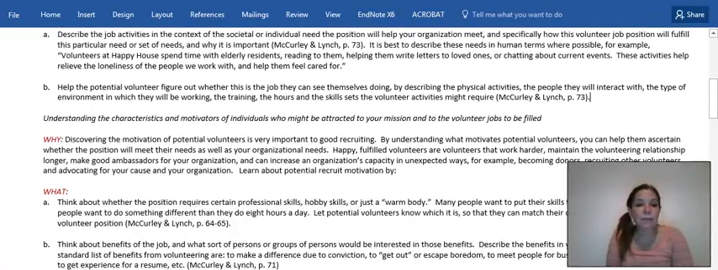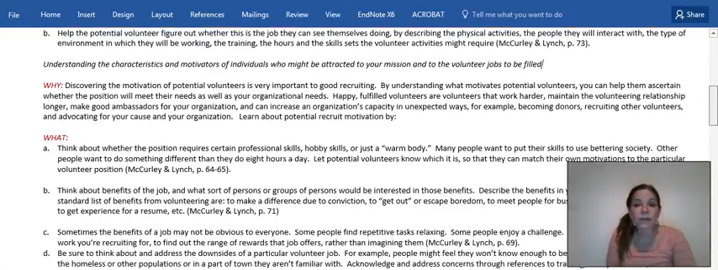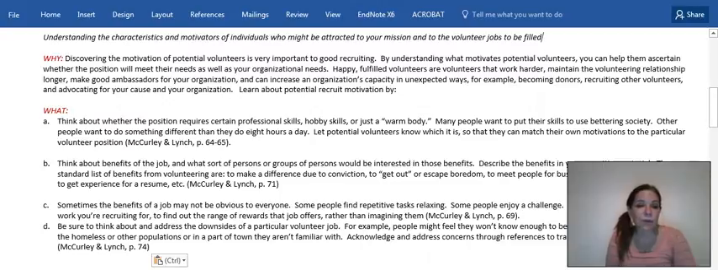So you go back into the book. Why did you think that understanding the characteristics and motivators of individuals who might be attracted to your mission and to the volunteer jobs to be filled was important? Well, the why is because discovering the motivation of potential volunteers is important to good recruiting. And then it says why. I pulled that out of the book. And then what? So these are the best practices that I also pulled out of the book.